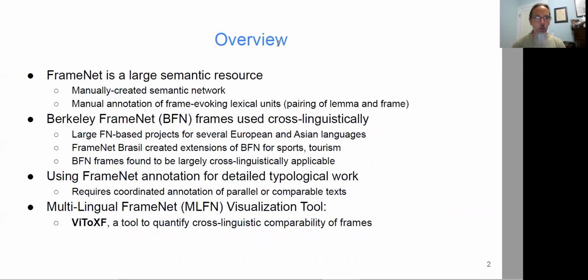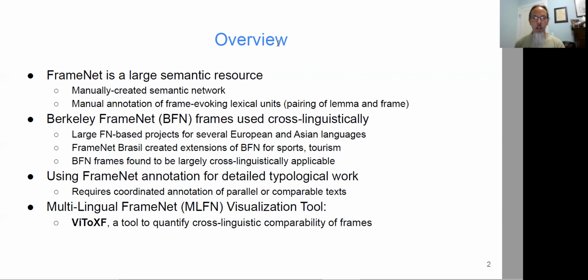Basic idea, FrameNet is a large semantic resource, manually created, both in terms of the frames that we've made and in terms of the annotation that we've done, which validates the frames and the relationships between those frames.